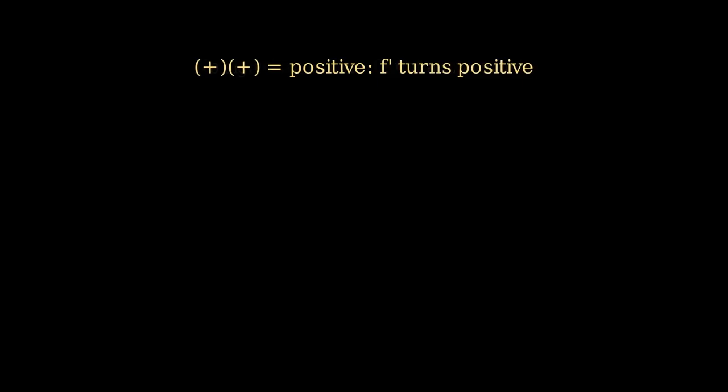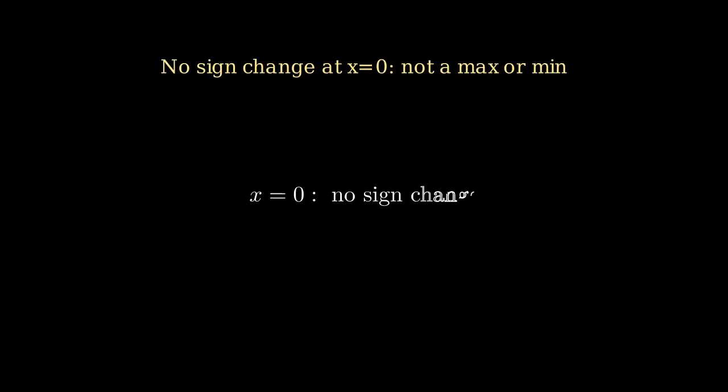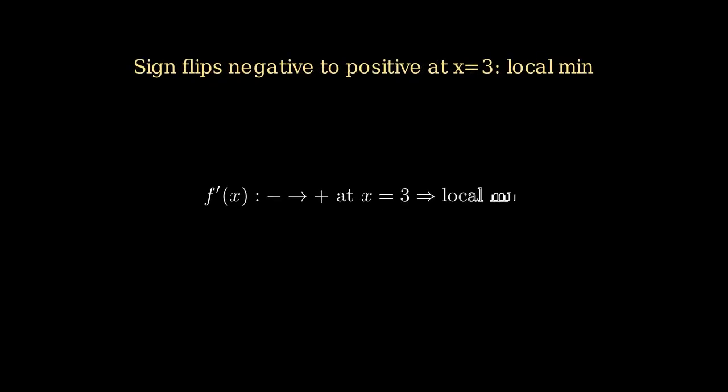Notice that at x equals 0, the sign stayed negative on both sides, so there is no sign change, meaning x equals 0 is neither a maximum nor a minimum. But at x equals 3, the sign goes from negative to positive, which signals a local minimum, and plugging in gives f of 3 equals negative 27.